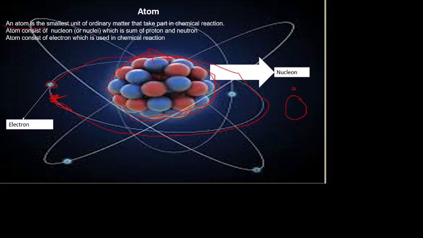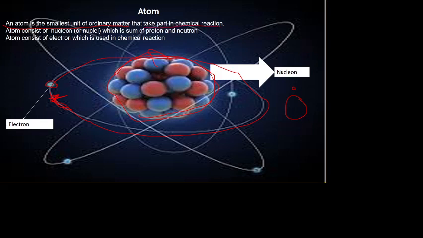Now, an atom is the smallest unit of ordinary matter. That is to say, the smallest thing that we can find in matter is called atom. Because we, as chemists, are concerned with the smallest unit of matter that is responsible for what we are studying, which is change. And every change occurs at atomic level because it is the smallest unit of matter that takes part in chemical reaction.